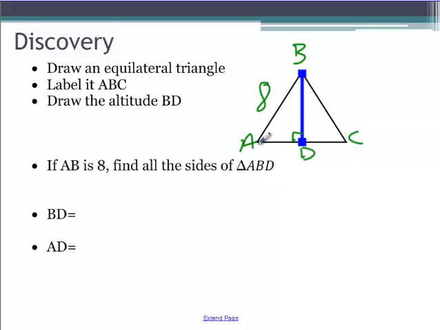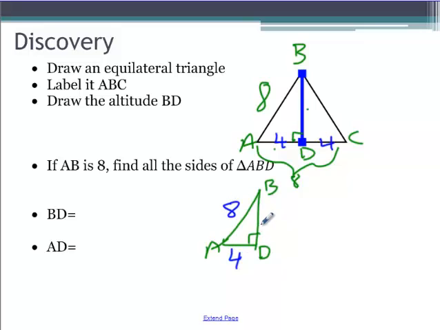AB is going to be 8. I want to find AD and I want to find BD. So we want to look at this right triangle, DBA. But before we do, to find AD, because it's equilateral, this entire side's 8. Since that's 8, the altitude actually splits it in half to 4 and 4. And so now I have two sides, 8 and 4, and I've got to find the third.